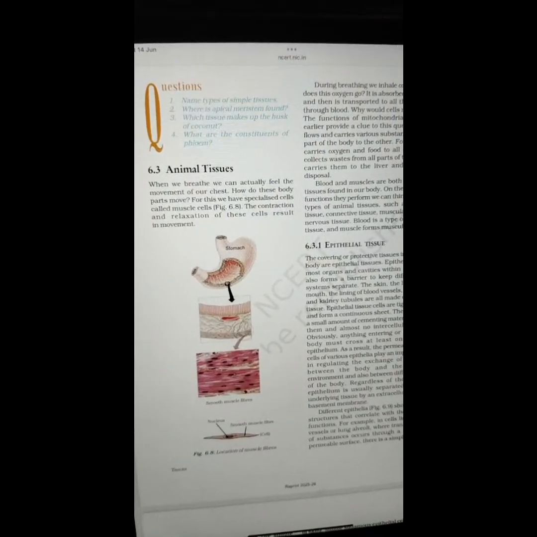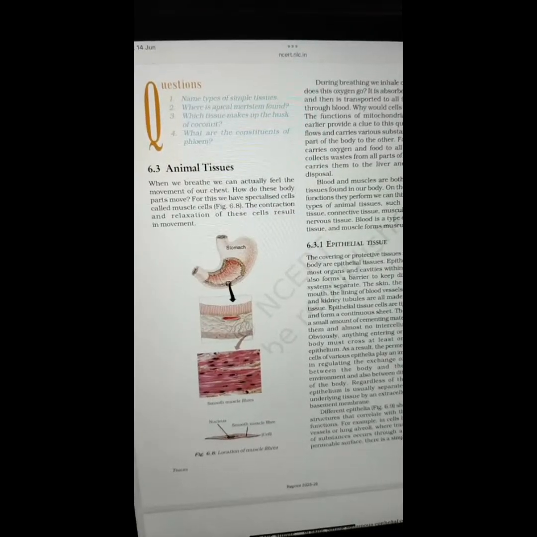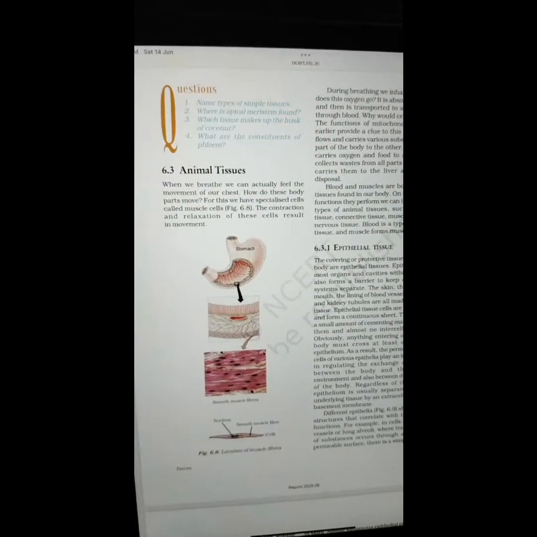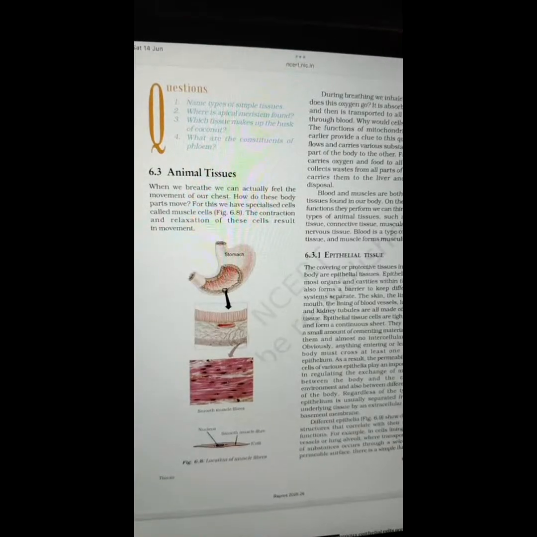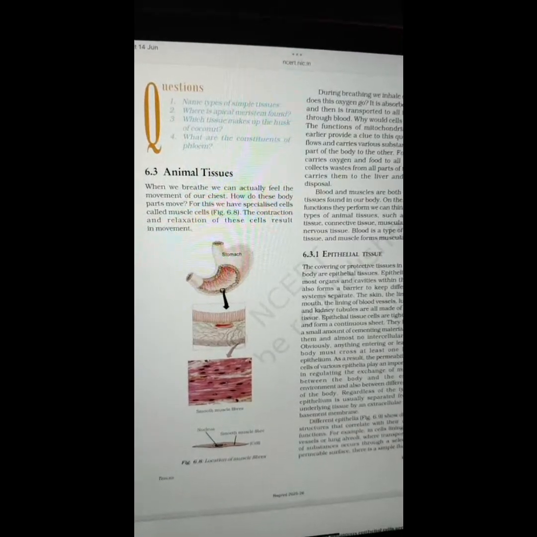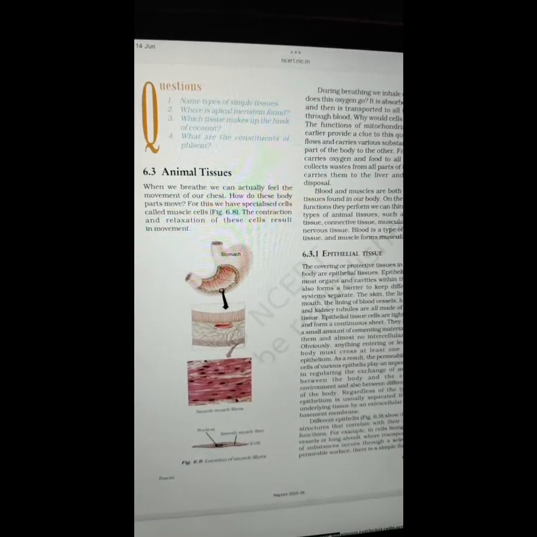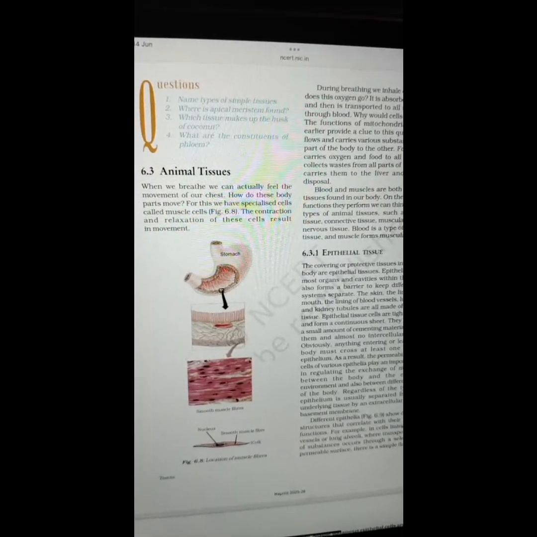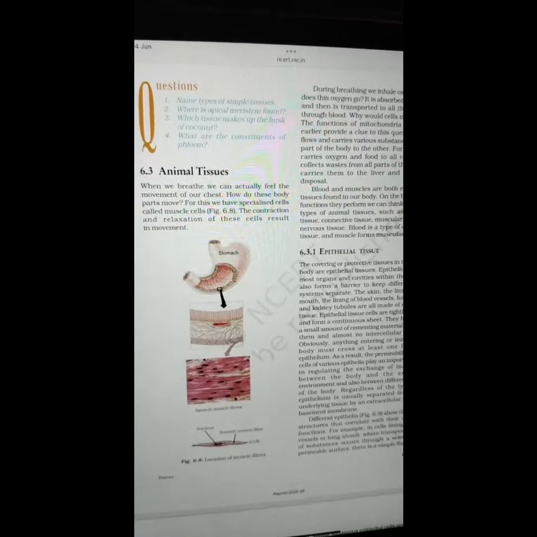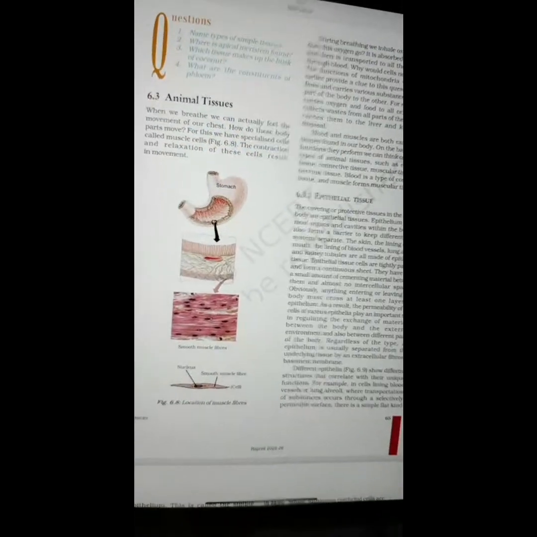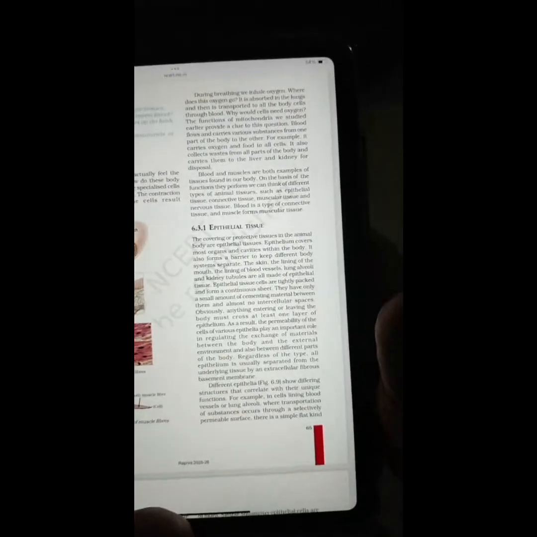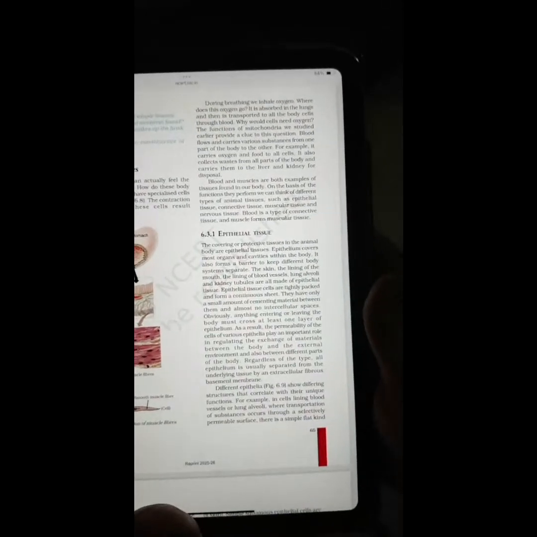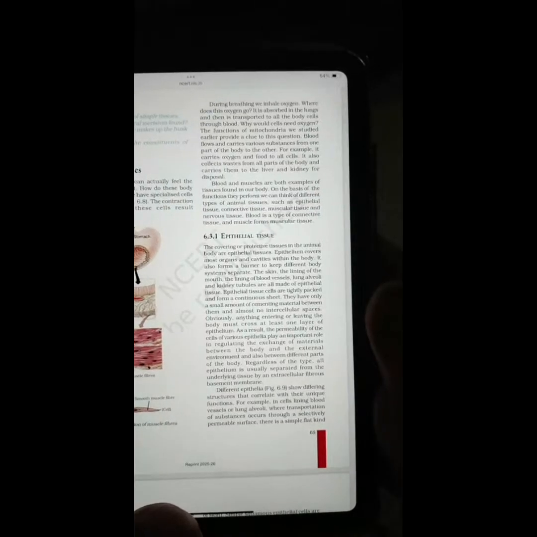6.3, animal tissues. When we breathe, we can actually feel the movement of our chest. How do these body parts move? From this, we have specialized cells called muscle cells, figure 6.8. The contraction and relaxation of these cells result in movement. So, figure 6.8 is showing you the location of muscle fibers. Now, flip to the right side of page number 65 of your NCERT class 9.